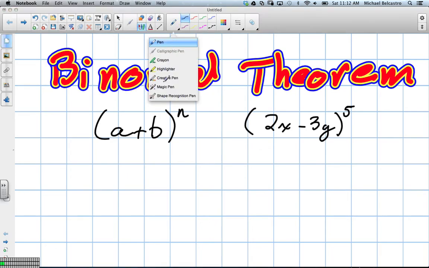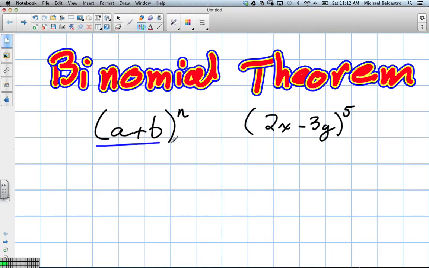Okay, so the binomial theorem really helps us with expanding a binomial. A binomial is a function that has just two terms. The addition sign separates them for us. The n means any number of terms.